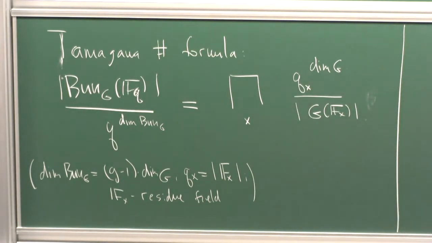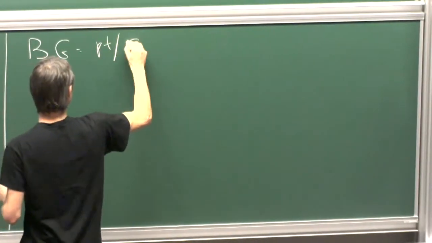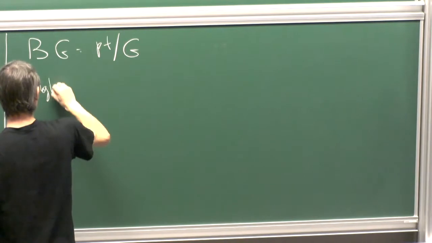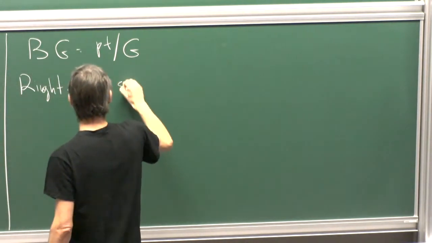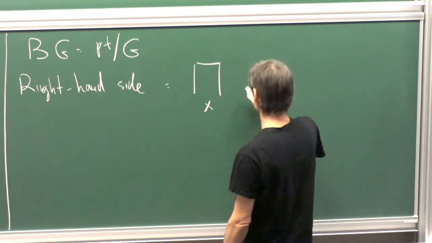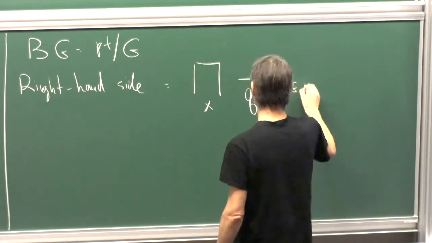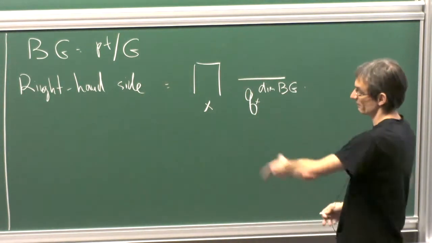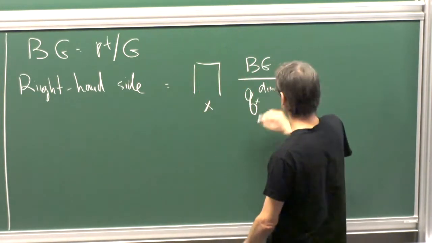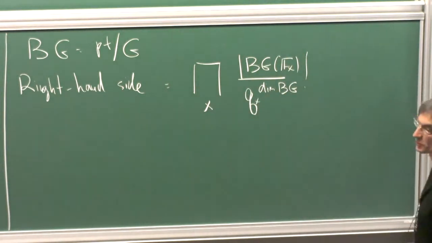So let me rewrite this as follows. Instead of talking about G, I'll talk about BG, the classifying stack. And I'll rewrite the right-hand side as follows. Same product. I'll write in the denominator q_x to the dimension of BG. Dimension of BG is negative the dimension of G. And here I write BG, which is now an algebraic stack. Count the number of points in that sense, which is exactly 1 over the number of points of G.